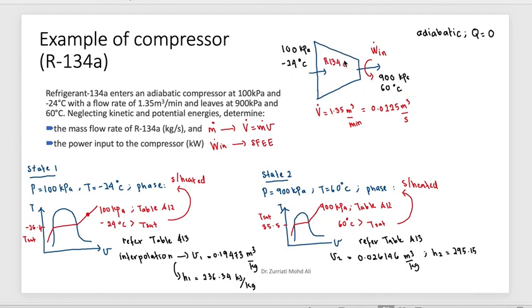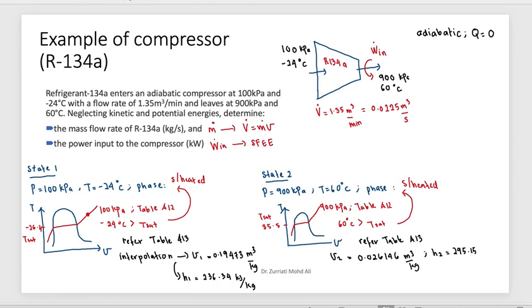As we know, the function of the compressor is to increase the pressure. Therefore, the pressure will be increased to 900 kilopascal and the temperature increased to 60 degrees Celsius. There is work input here, and there is also a volume flow rate, V dot, equal to 1.35 meter cube per minute, and we convert this unit to meter cube per second. Neglecting kinetic and potential energy, determine the mass flow rate m dot and the power input to the compressor.